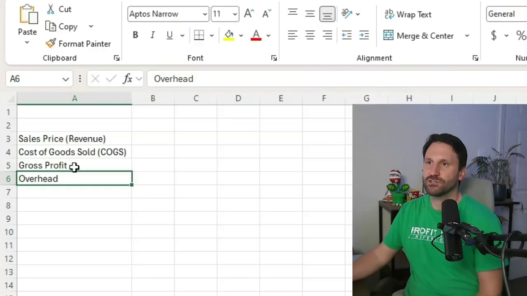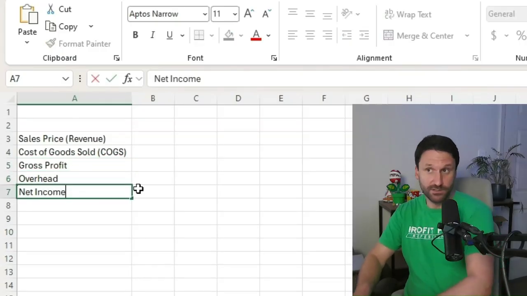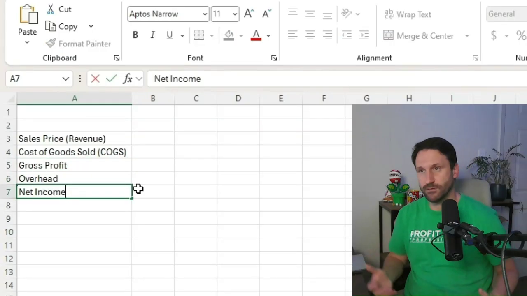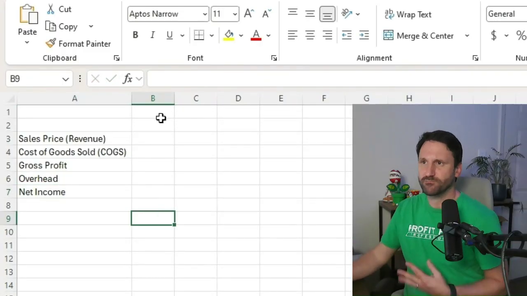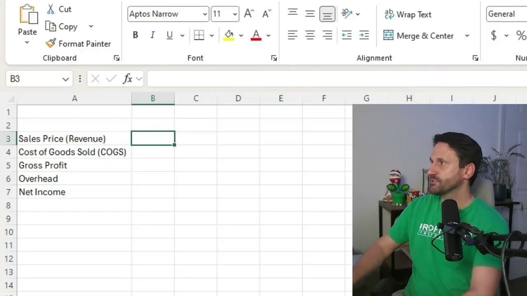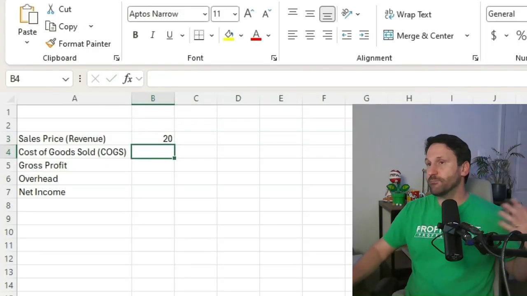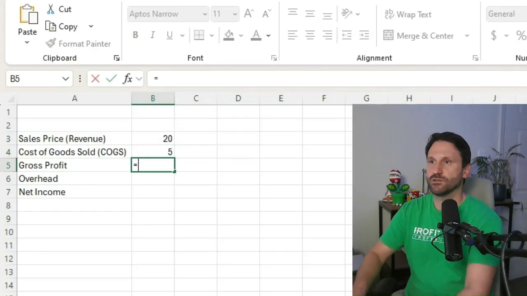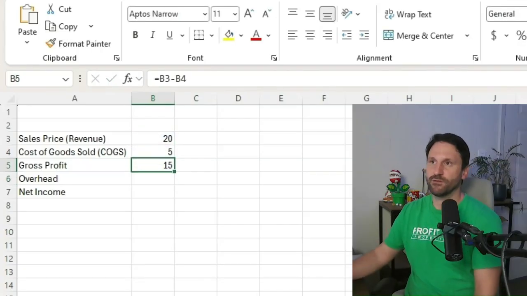So after you subtract your overhead from gross profit, you get your net income or your net loss or your net profit or your profit, whatever you want to call it. It's just the bottom line. So we have sales price. Let's pretend it is $20. And let's say that that book costs you $5. So your gross profit is just the 20 minus the 5. Your gross profit is $15.